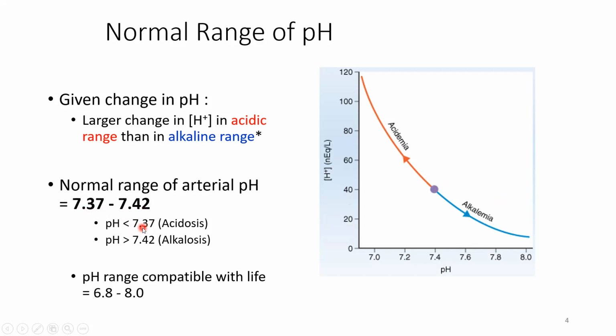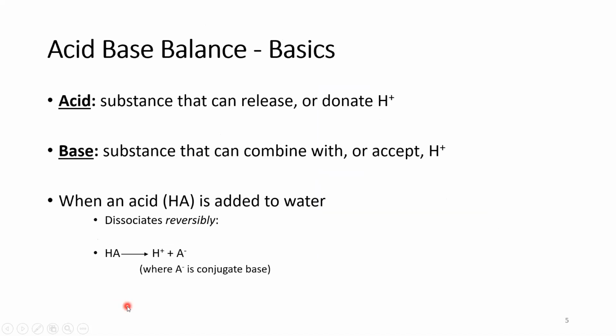As I mentioned before, this is the normal range, 7.37 to 7.42. Anything less than 7.37 is called acidosis. Anything more than 7.42 is alkalosis. And generally, the extremes of compatibility with pH are 6.8 to 8. Of course, these are not comfortable pH values, but still somebody can survive to some extent during these wide and wild swings in the pH.